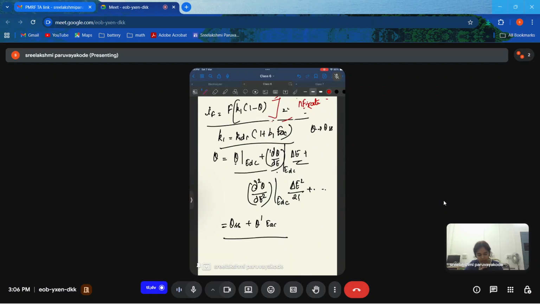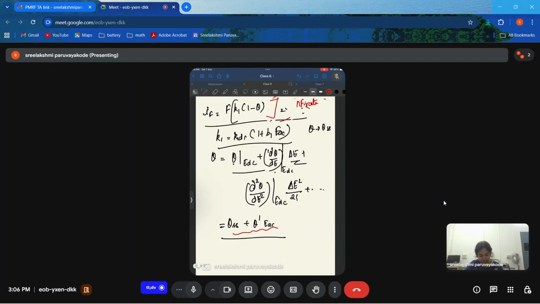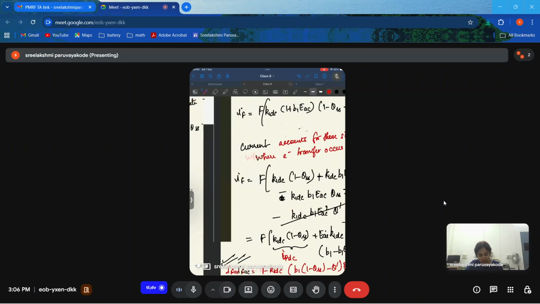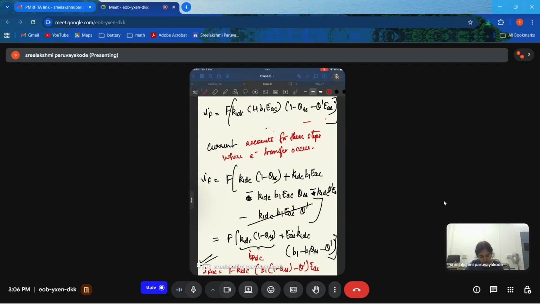So, we write it as IF equals F into K1 (1 minus theta). K1 is K1 DC into 1 plus B1 EAC. Now we know that. Then theta also has an expression. We derive it. We say theta SS plus theta dash EAC. So these two you need to know by heart: K1 equals K1 DC (1 plus B1 EAC), and how theta varies with EAC. Substitute both of them into the IF equation. We get something of this form. Rearrange. We will get two parts, one due to IF DC and the other due to IF AC. Get all the terms corresponding to IF AC.